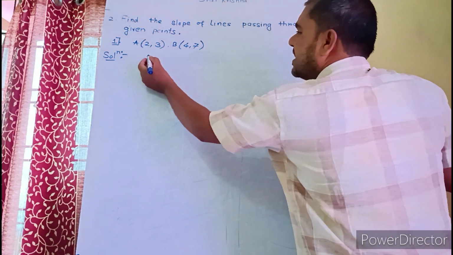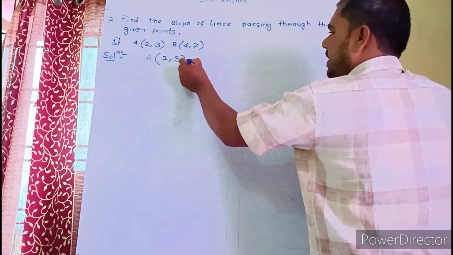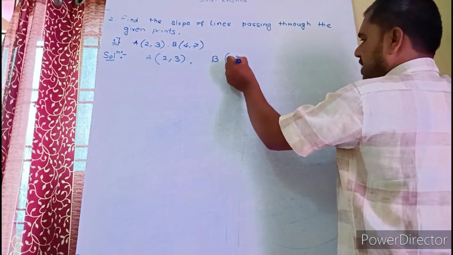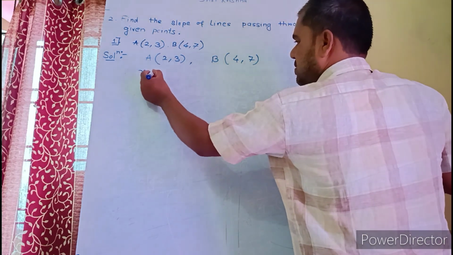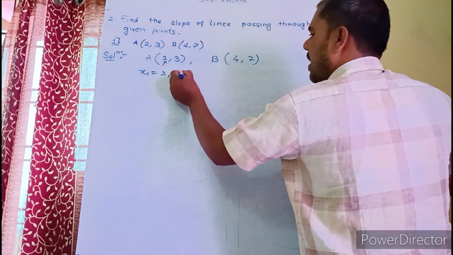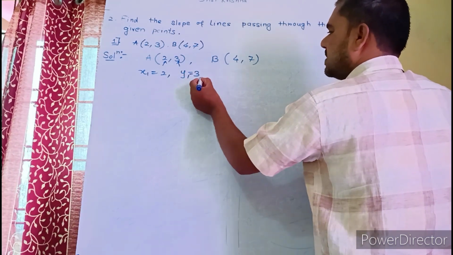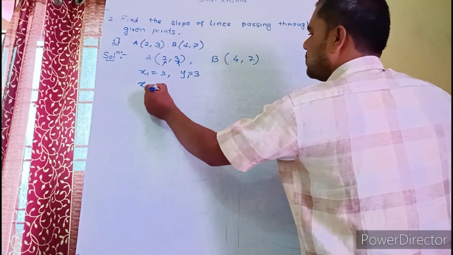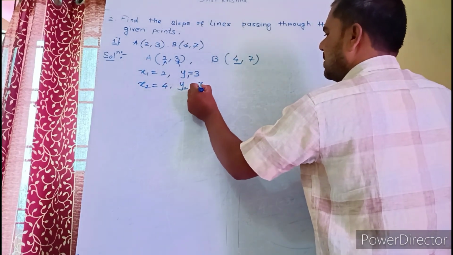Now here point A has coordinates (2, 3) and point B has coordinates (4, 7). Therefore, x1 is equal to 2 and y1 is equal to 3. The value of x2 is here 4 and the value of y2 is equal to 7.